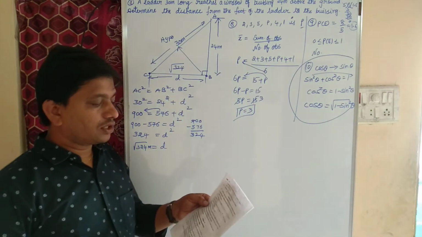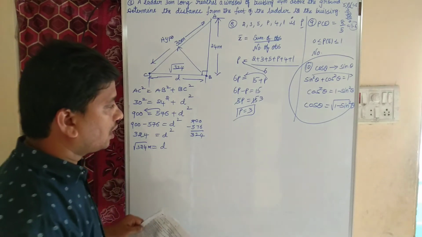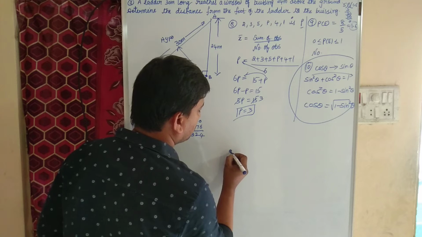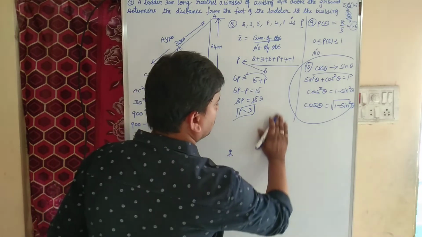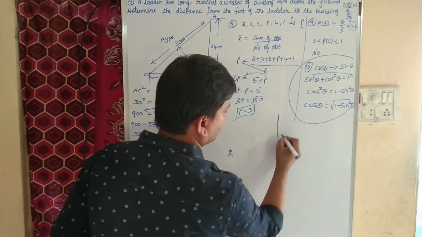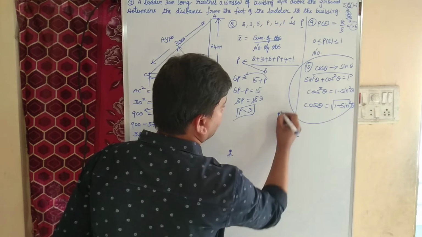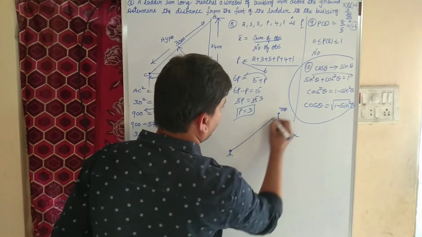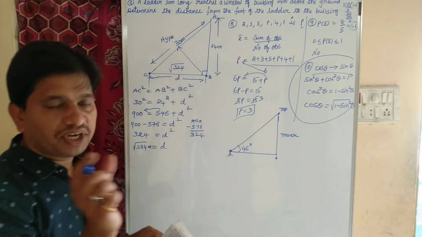A boy observes the top of a tower at an angle of elevation 45 degrees. One boy is there. He observes top of a tower. This is the tower. This is the top of the tower and this is the bottom of the tower. Once again I am repeating the statement.